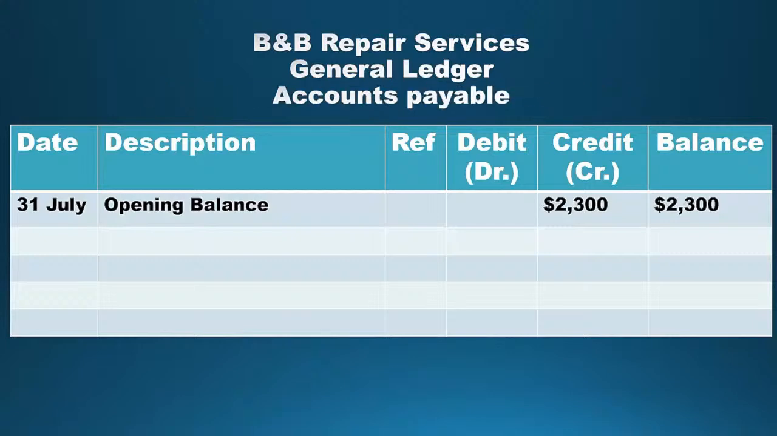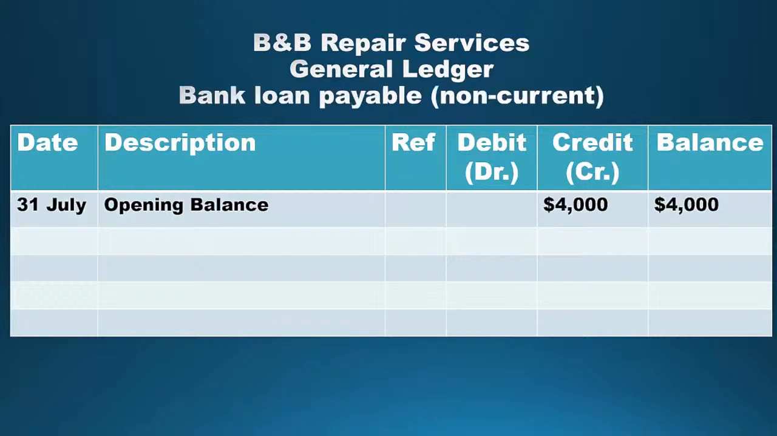7. Accounts payable. The accounts payable account shows the money the business owes to creditors. As of July 31st, the company owes $2,300. This is a liability account, so the opening balance is recorded on the credit side of the ledger. 8. Bank loan payable. The bank loan payable account represents a long-term loan the company owes to the bank. On July 31st, the balance is $4,000. Since this is also a liability account, the opening balance goes on the credit side of the ledger.